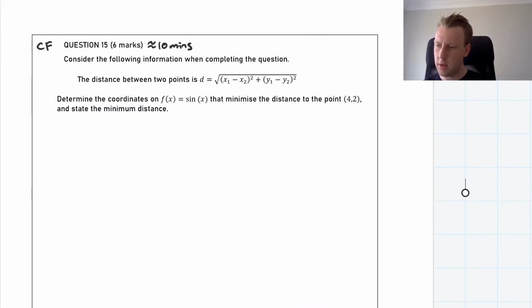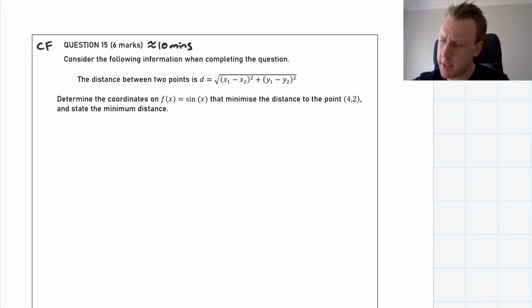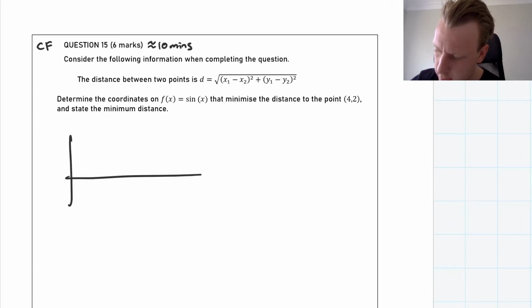Very good. So this is a complex familiar question here. You're given the distance formula. Okay, so it says, determine the coordinates on the trigonometric function sine of x that minimizes the distance to this particular point. So let's just get a little sketch of what's going on here. Sine oscillates between -1 and 1. You've got pi on 2, pi, there, and then you've got 3 pi on 2, and the function does this.